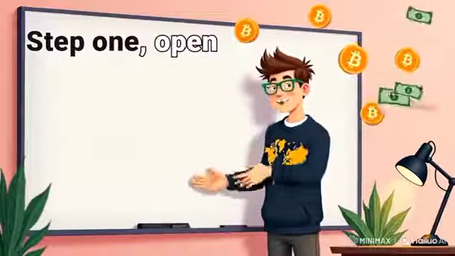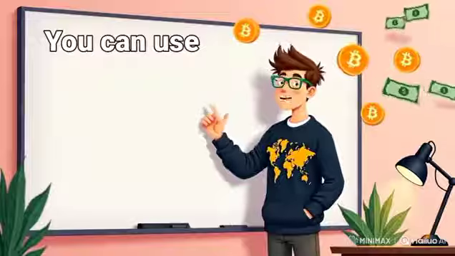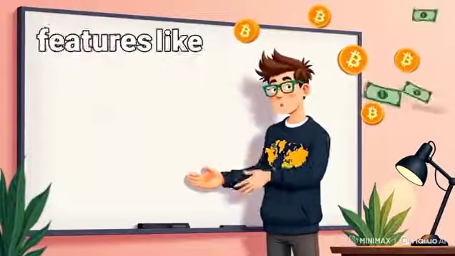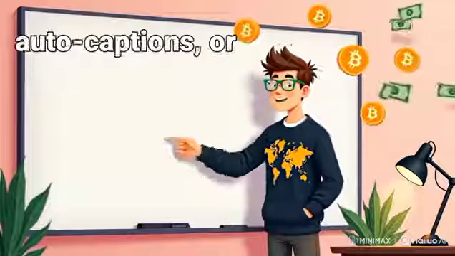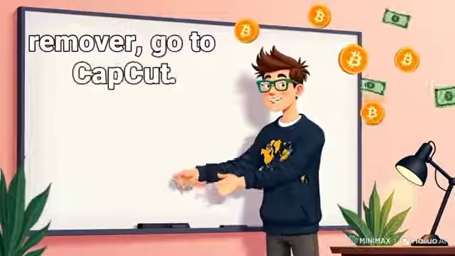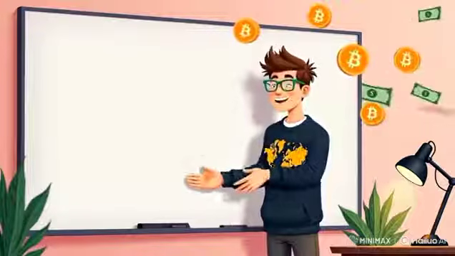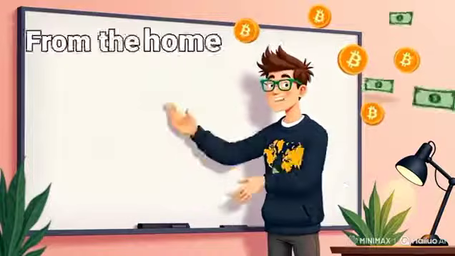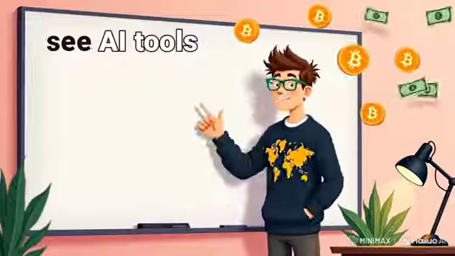Step 1. Open CapCut or visit CapCut. You can use CapCut on mobile or desktop. But to access all CapCut AI features like text-to-video, auto captions, or background remover, go to CapCut.com, https://www.capcut.com and sign in. From the home dashboard, you'll see AI tools immediately.